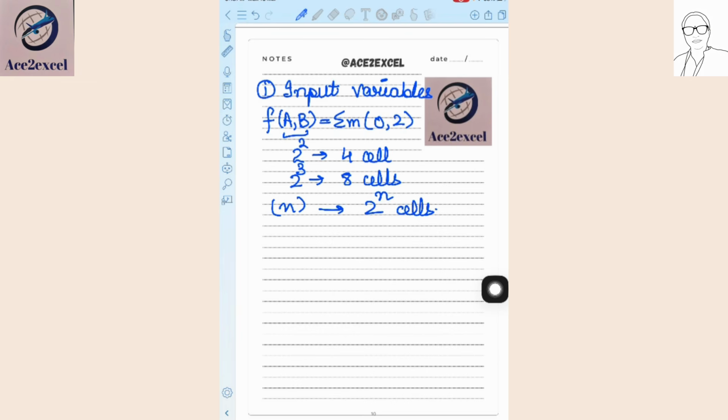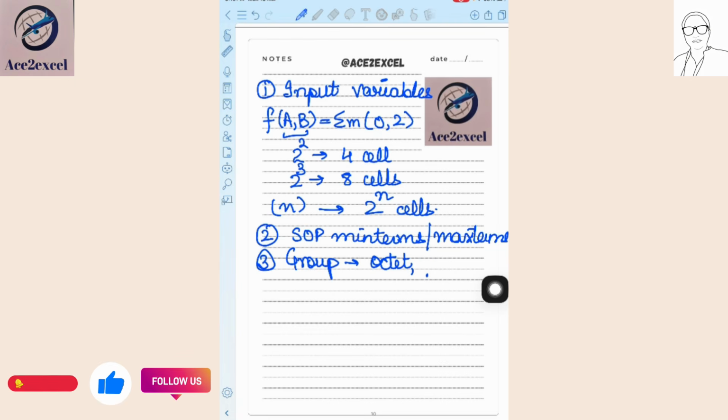Now, after you make or plot the K-map with respect to the given size, you will put either SOP min terms or max terms in the plot, and then you will group them. While grouping, groups will be made in octet, quad, pair, and then single.